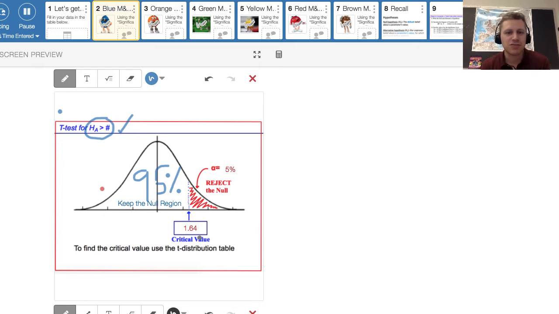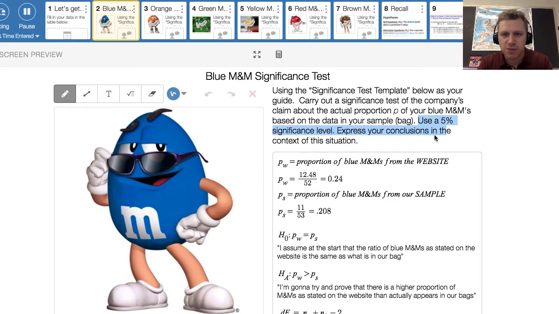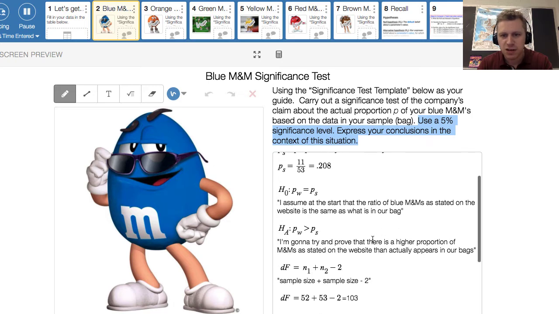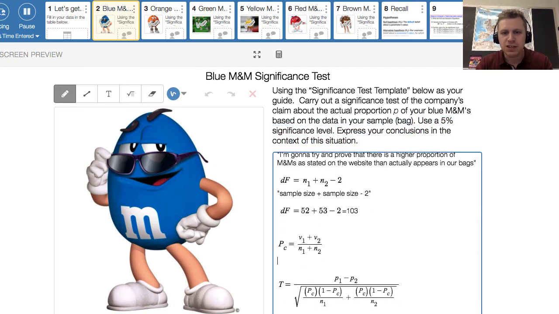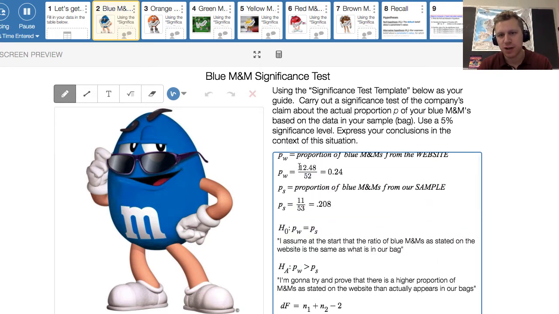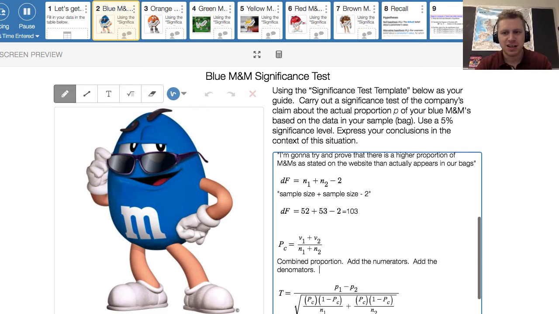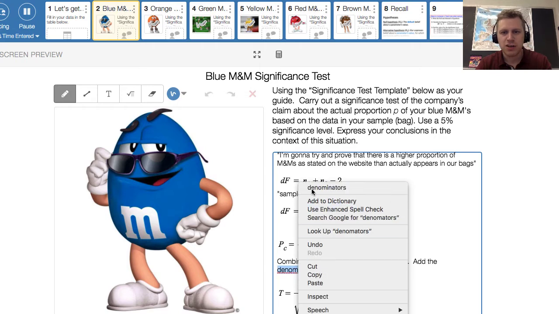Now the last thing to do is just figure out what the z-score is and decide whether to keep or reject. And if you're wondering where that 5% came from, it came from right here. Use a 5% significance level. Great, great, great. Now what we need is the combined proportion. The combined proportion is really just like you're combining your two samples. So you combine the two numerators and you combine the two denominators. That's all it is. Add the numerators, add the denominators. That's it. It's that simple. Add the numerators, add the denominators.